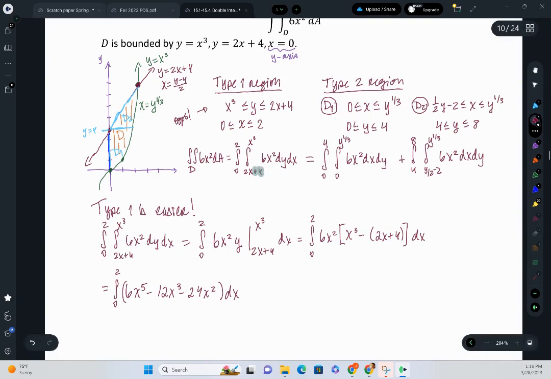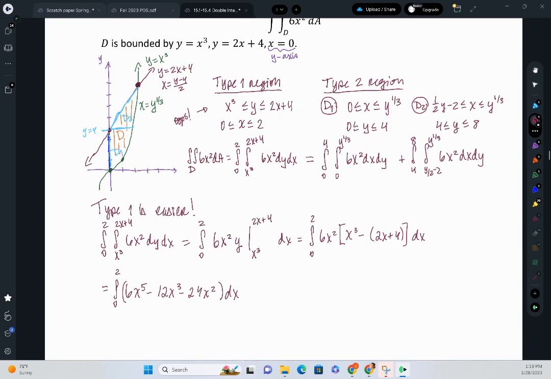And then I need to rewrite that in my integral. So I have 2x plus 4. Nope, I'm trying to do it again. I have x cubed on the bottom and 2x plus 4 on top. All right, and do that again here. So x cubed on the bottom, 2x plus 4 on top. Same in here. x cubed, 2x plus 4.